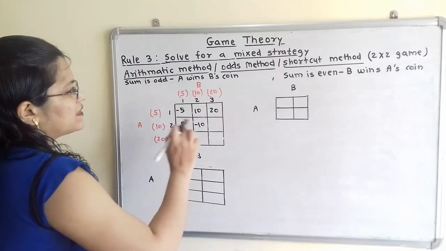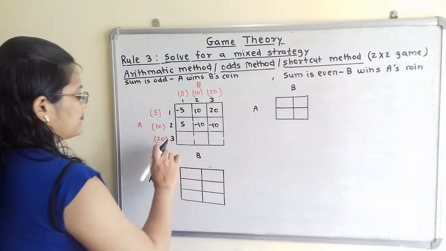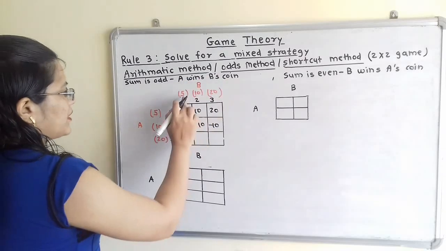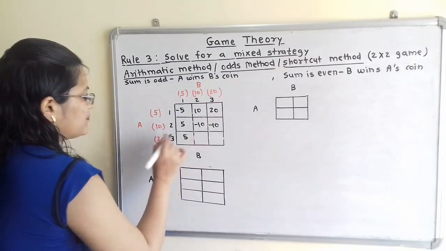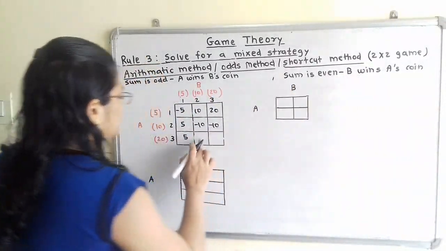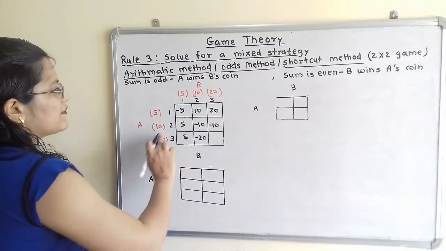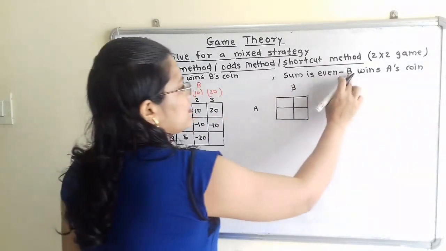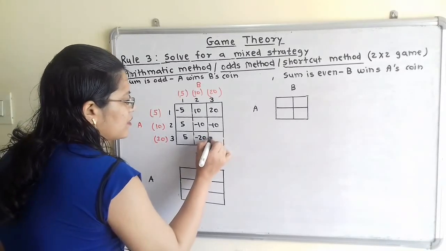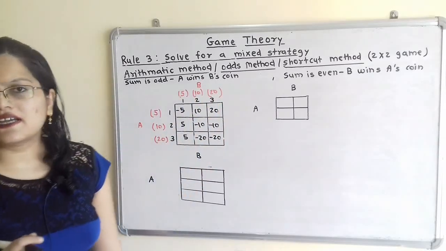Then 10 plus 20, that is 30, the sum is even, so again B wins A's coin, so here it is also minus 10. Then 20 plus 5, 25, the sum is odd, A wins B's coin, so B has a 5 paise coin, so plus 5. Then 20 plus 10, that is 30, the sum is even, B wins A's coin, so A has a 20 paise coin, so he will lose 20 paise. Then 20 plus 20, 40, the sum is even, B wins A's coin. That means A will lose 20 paise, so I will write minus 20. So this is the matrix that is now complete.